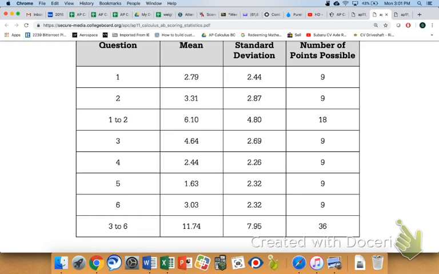Standard deviation is a measure of spread. If the average was 5 and every single person got 5, there'd be no spread. But if 50% of the country got a 1 and 50% of the country got a 9, the average would still be 5, but the standard deviation would be much larger. So with 1.63, you can see that's a pretty representative spread. We'd have to do some statistical analysis to see if that was significant.